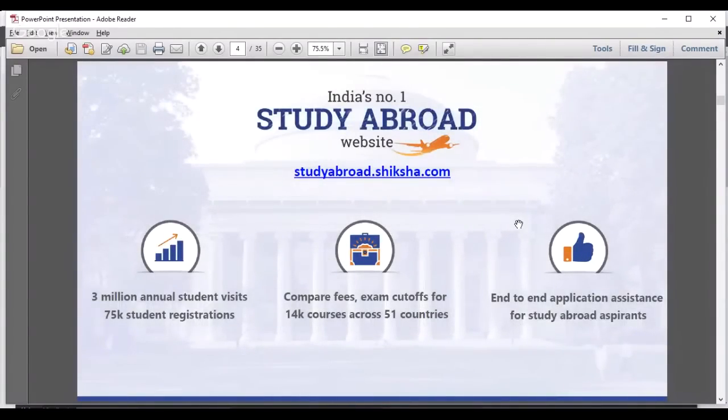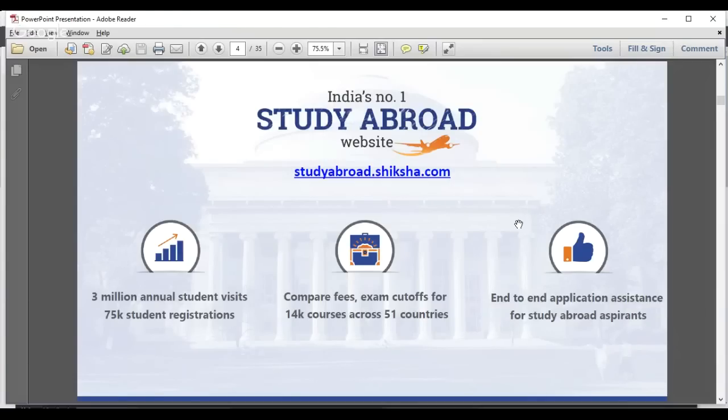So yeah, very briefly about Shiksha Study Abroad. There are three main things that I would like to point out about Shiksha Study Abroad from this session. One is we're the largest study abroad website for students in India. More than 3 million students actually visit us every year. Second, we are the largest comparison site in India. You can compare over 14,000 courses across 200 plus universities in 51 different countries.